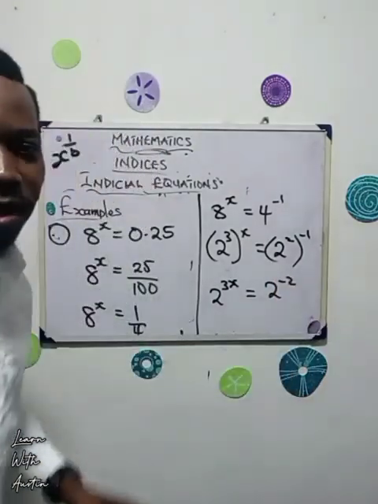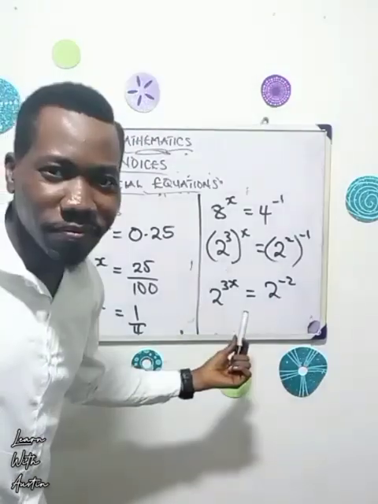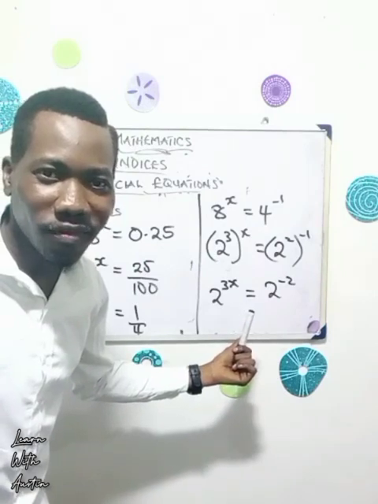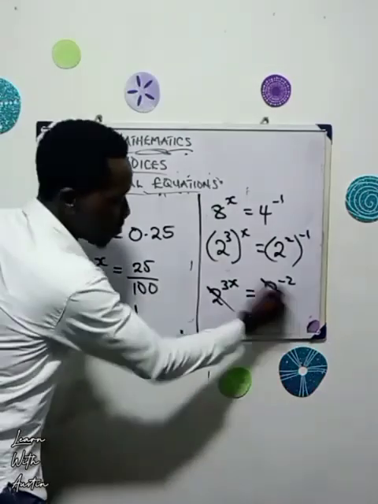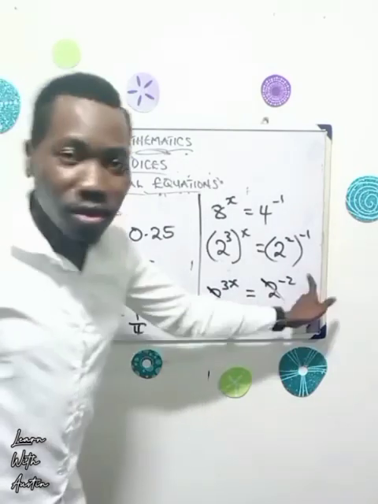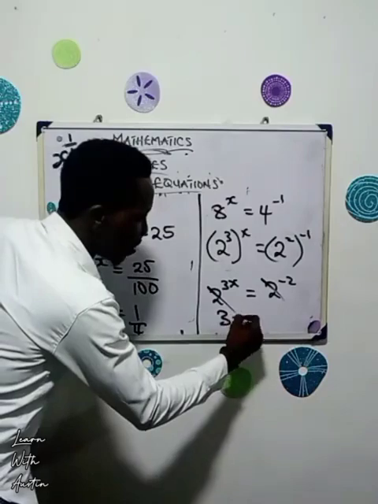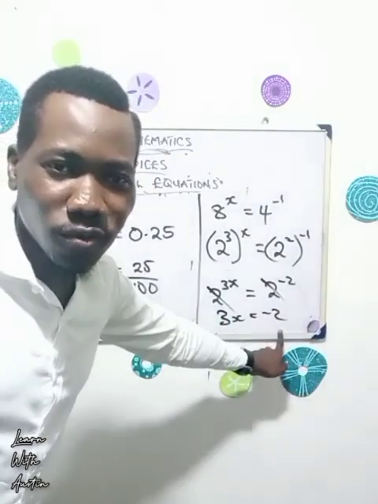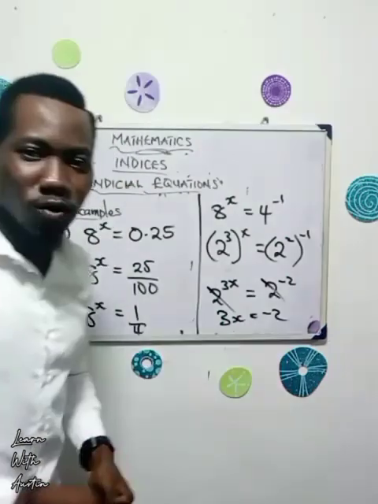So who can tell us what we are going to do next? Get rid of the bases, cancel out the bases, drop the bases, whichever way you want to say it. Equate the powers. Cancel out the base, exactly. So now we're going to have 3x equals minus 2.